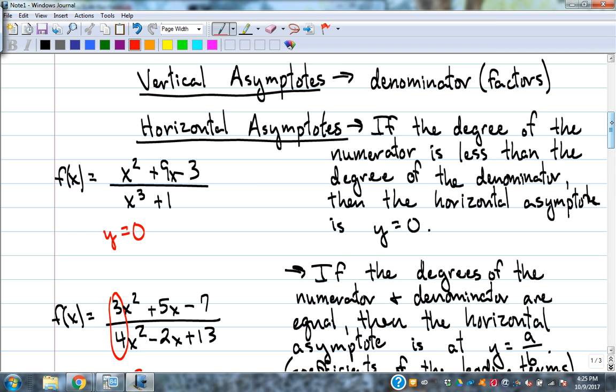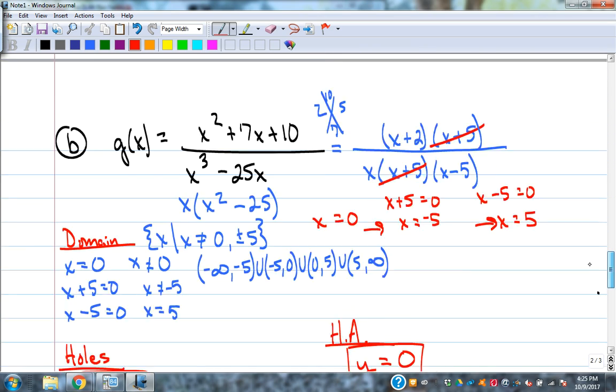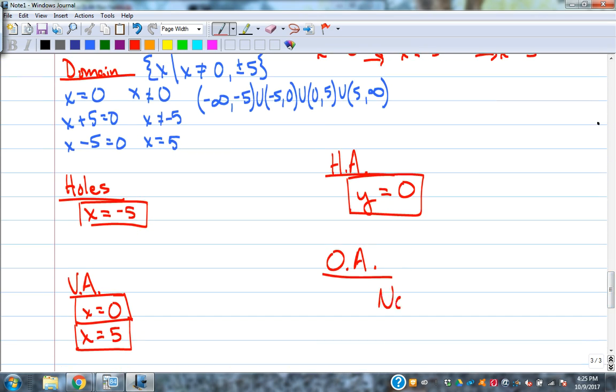If the degree of the numerator is less than the degree of the denominator, then the horizontal asymptote will always be y equals 0. Always. Doesn't matter how much smaller. If the top is degree 3 and the bottom is degree 17, it's still y equals 0 for the horizontal asymptote. And because it has a horizontal asymptote, we know that it can't have an oblique asymptote. All right. Horizontals do not occur with obliques. Okay. Any questions about those?